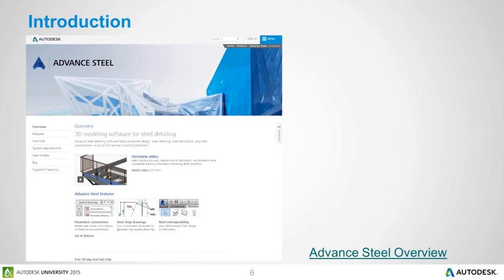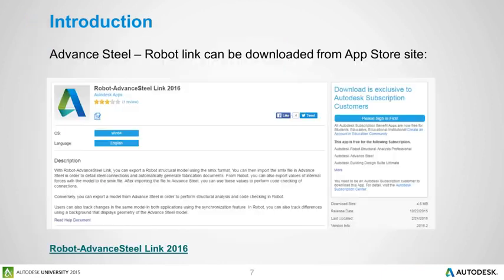Advanced Steel is a 3D modeling software for steel detailing, and you can get more information about this program or access its trial version under the link shown on this slide. The Advanced Steel Robot link is available for download from the Autodesk App Store site for customers with a valid subscription.